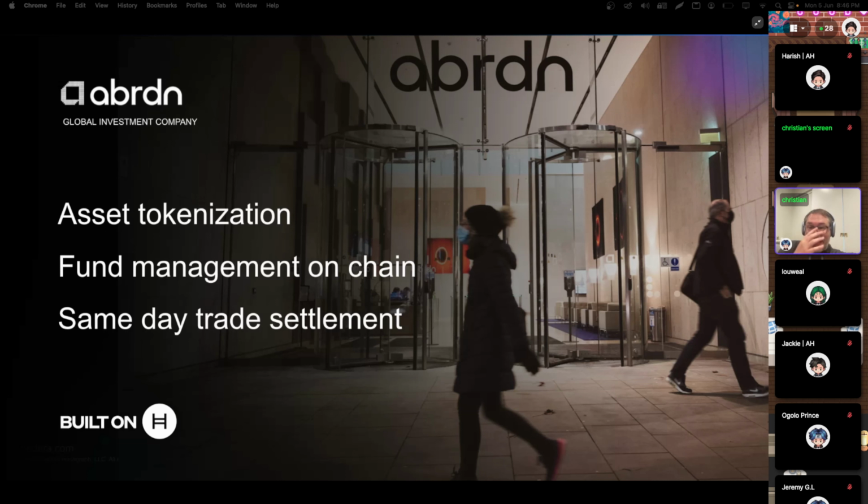So Aberdeen is a very large investment company. They're based out of the UK. They have about $500 billion worth of assets under management. And their goal is to tokenize these funds, and that makes it much more cheap and fast for participants to be able to leverage those different funds.